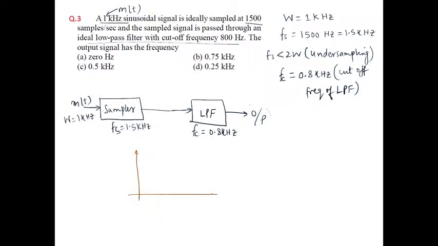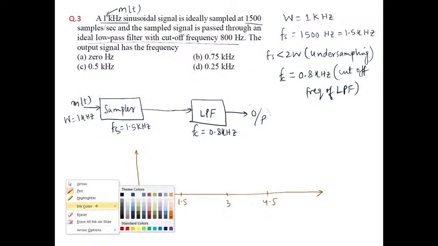Now I am drawing the spectrum only for the positive frequencies. So the sampling rate is 1.5 kilohertz. So this is, let's call it 1.5. Then the next component will appear at 3, then at 4.5, and so on.